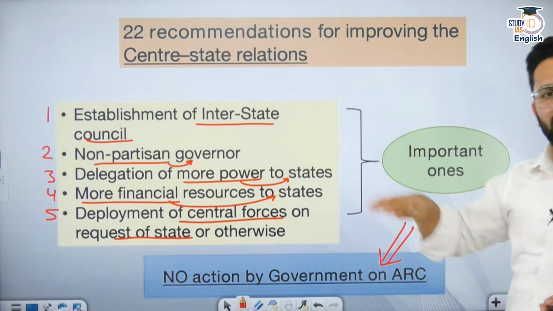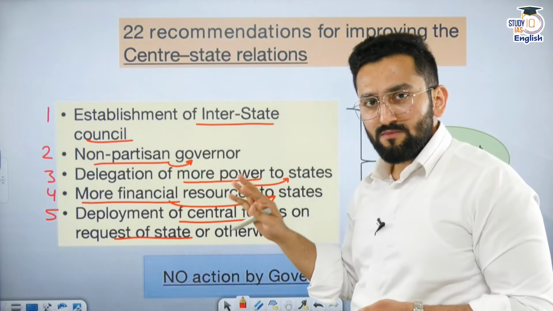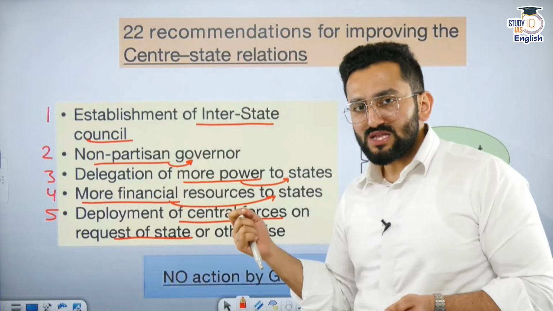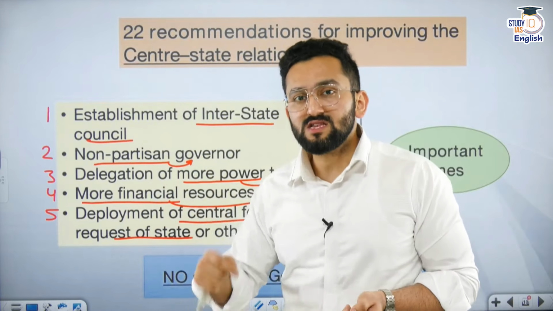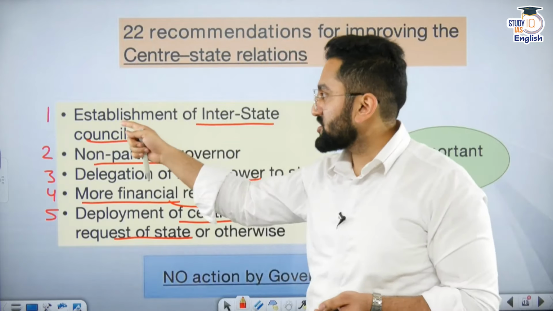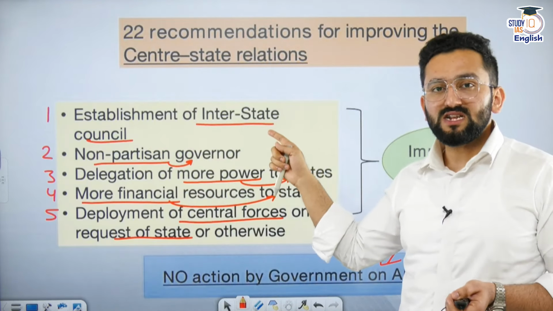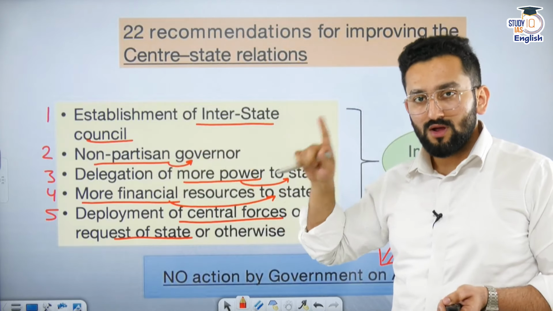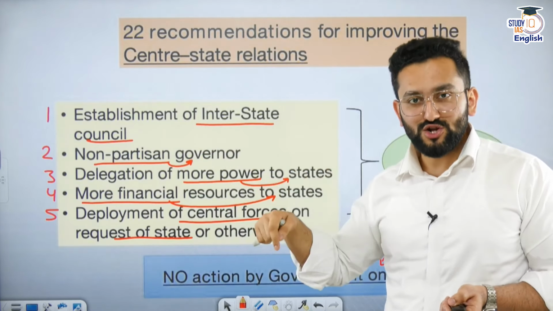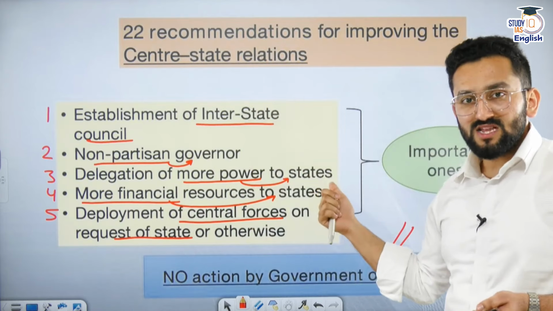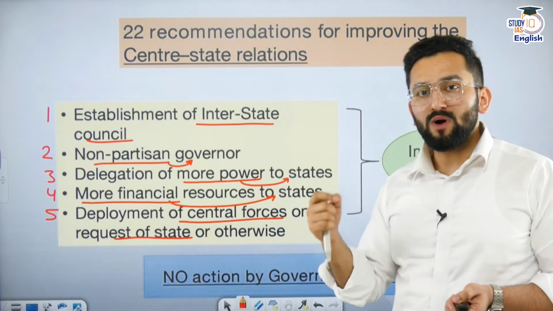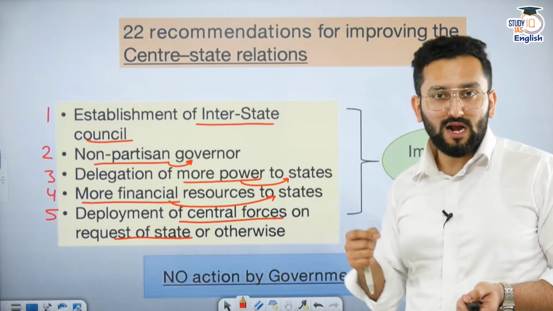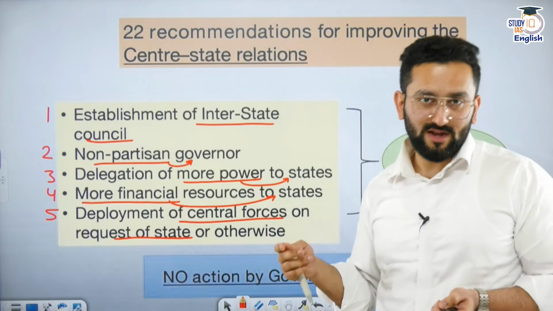So now what were the recommendations? There were 22 recommendations, and out of them the major recommendations are these. Now please connect these recommendations with what we have discussed until now. First recommendation, establishment of an interstate council, non-partisan governor. I told you the number one point was the governor issue, and the first ARC was recommending a non-partisan governor. The governor should not be someone who has a political background, which is the culture in present time.